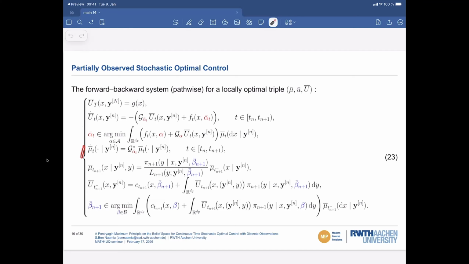You have the forward dynamics, right? These are the forward dynamics of the mu. And these are the jumps at every time. So this is the jump forward, this is the jump backward at the time of the observation. And they are coupled by these two control choices, right? You have these controls that satisfy this optimality condition.